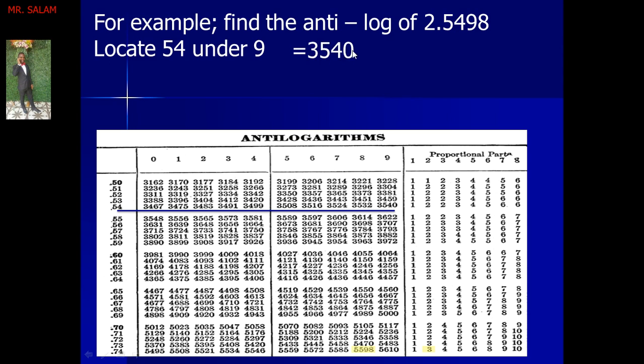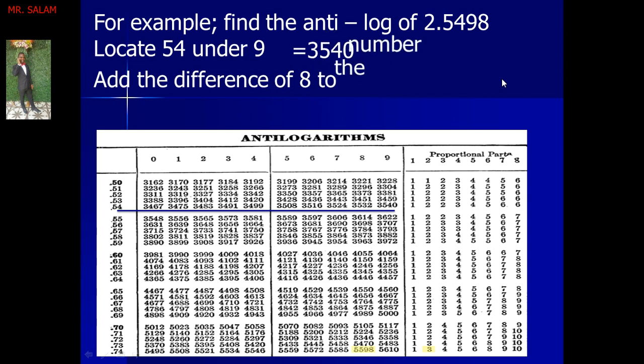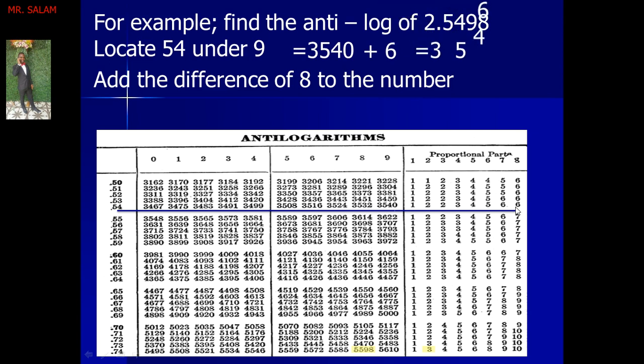3540. Then the difference for the next digit, which is 8. So we're going to add the difference of 8 to the number, so that will be 6. So we're going to add 6 to this number here, and that will give us 3546. But that is not our final answer.